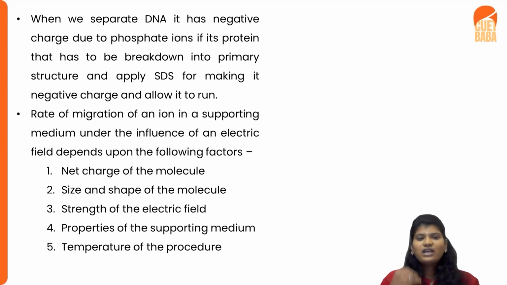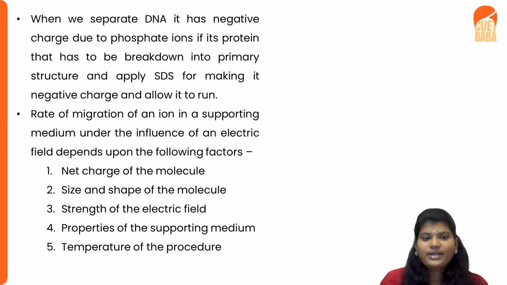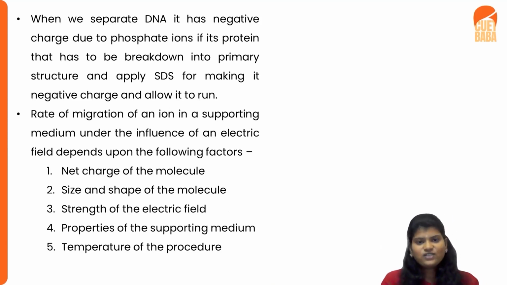When we are ready to separate a DNA sample, the DNA is usually negatively charged due to the phosphate ions present in its structure. So the DNA can be easily moved from the cathode to the anode. Electrophoresis movement goes only from the negative to the positive side. Since DNA is already negatively charged, it can be easily passed.